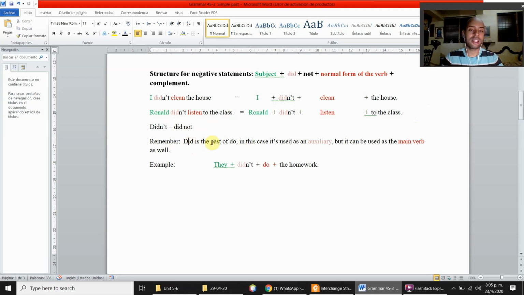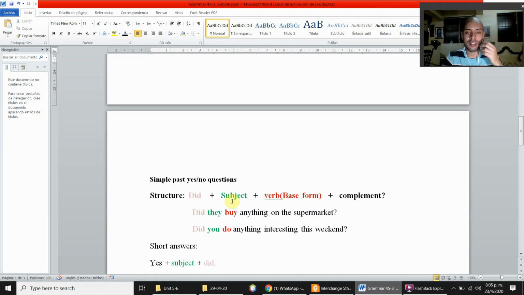Also remember, did is the past of do. In this case, it's used as an auxiliary, but it can be used as a main verb as well. For example, they didn't do the homework. It's the same as in the simple present. You can say they do not do the homework. They do as an auxiliary, not do, in this case, is the main verb, the homework. This is the simple past.